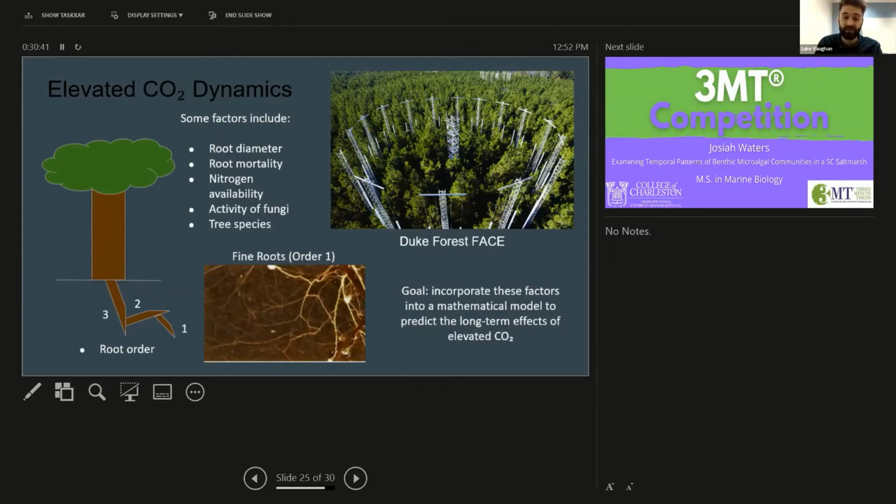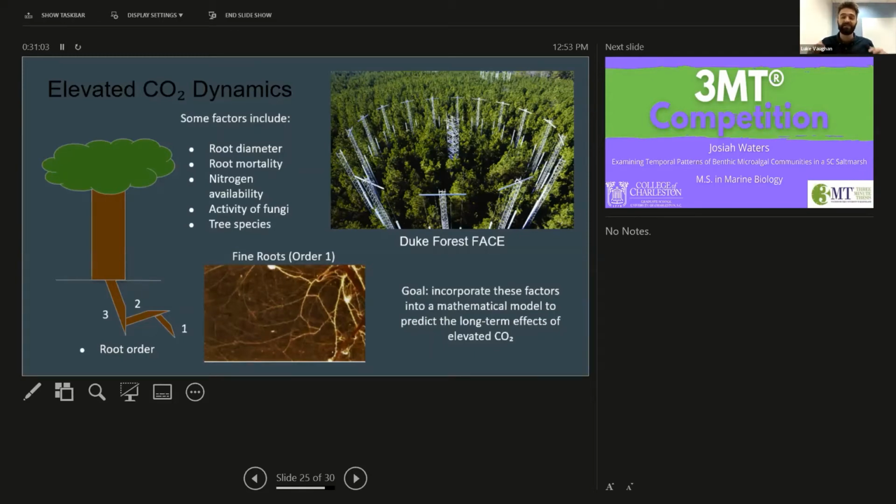Some of those factors that affect carbon dynamics include the size of the roots, how long the roots live, their access to nutrients, as well as their order. Now, this last factor refers to the sequential branching off of the roots, and we're particularly interested in order 1. These are the fine roots.